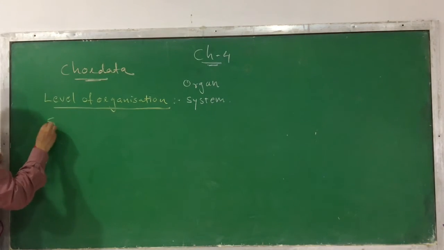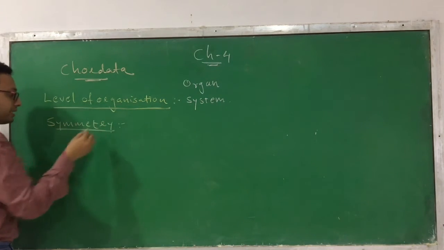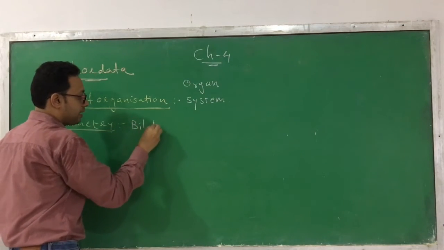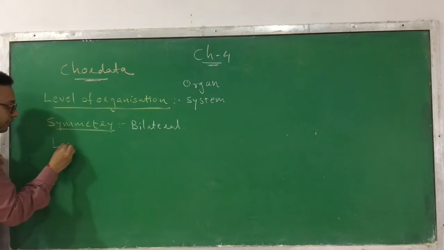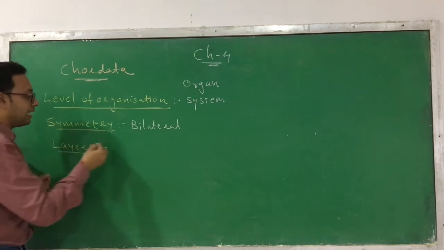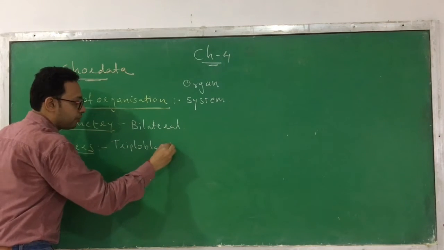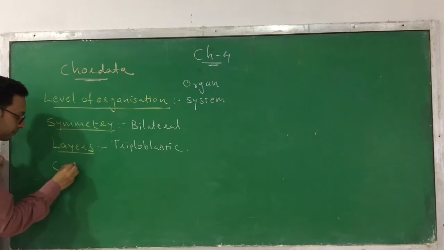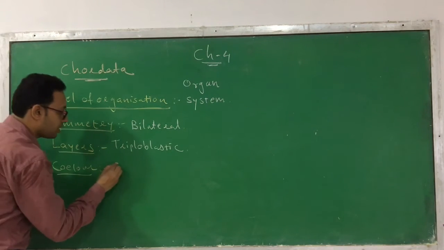Second, when we talk about the symmetry, the symmetry present in chordata is bilateral symmetry. Which kind of symmetry do they have? Bilateral symmetry is present. When we talk about the layers present in phylum chordata, they possess the 3 layers, hence we are calling it triploblastic. When we talk about the coelom, they have a presence of a coelom, so we are calling them coelomates.